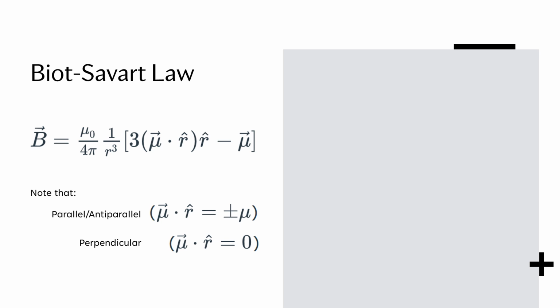Here you can see what the Biot-Savart law states, where the magnetic field is equal to mu 0 over 4 pi, which is a constant, r is the distance from the magnet, and mu is the magnetic moment. Also note that when parallel or anti-parallel, mu dot r is equal to plus or minus mu, and when perpendicular, mu dot r is equal to 0. This is also similar to the equation to find the electric field for a dipole.